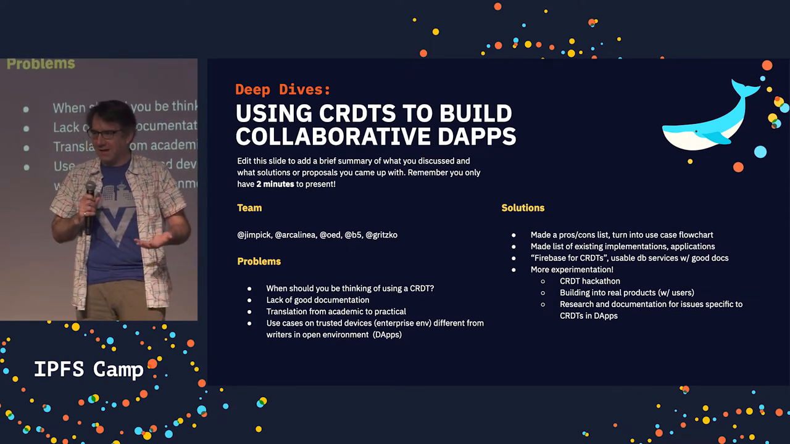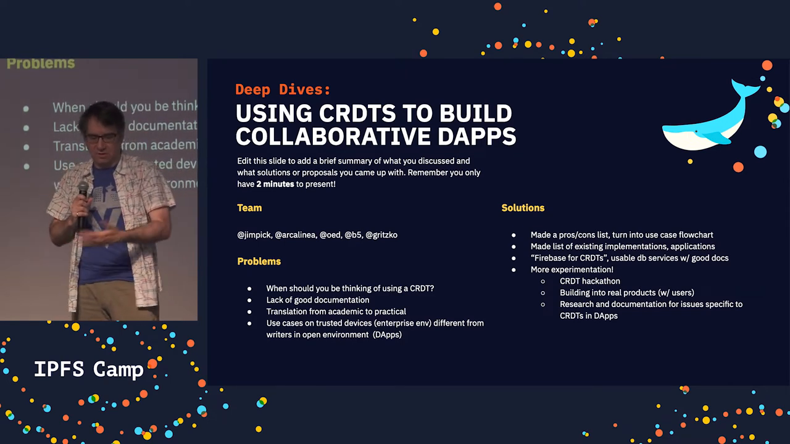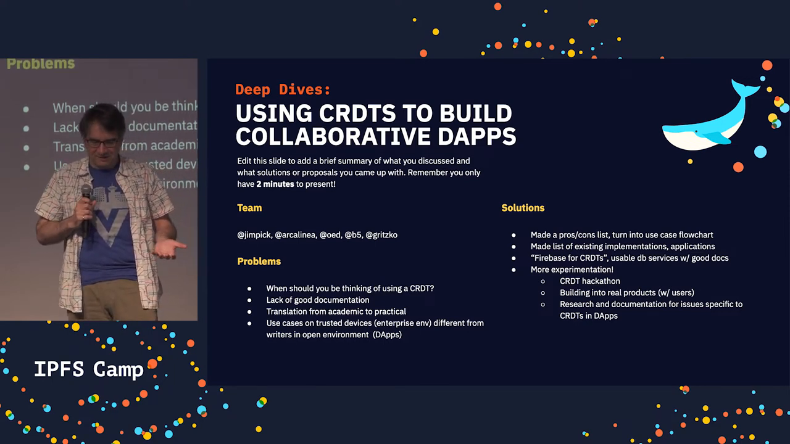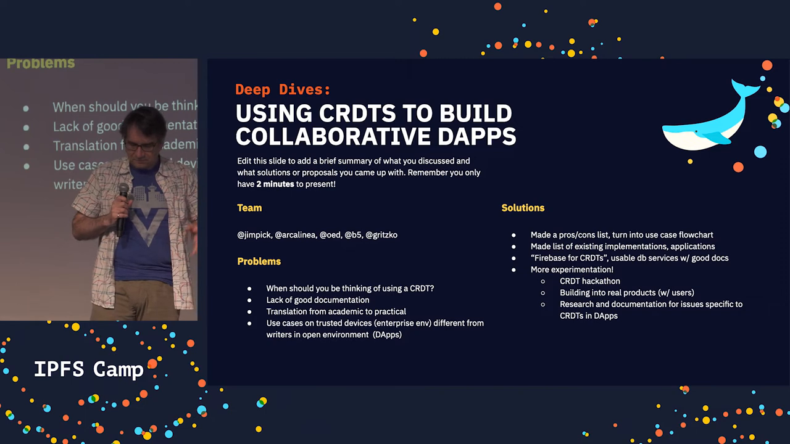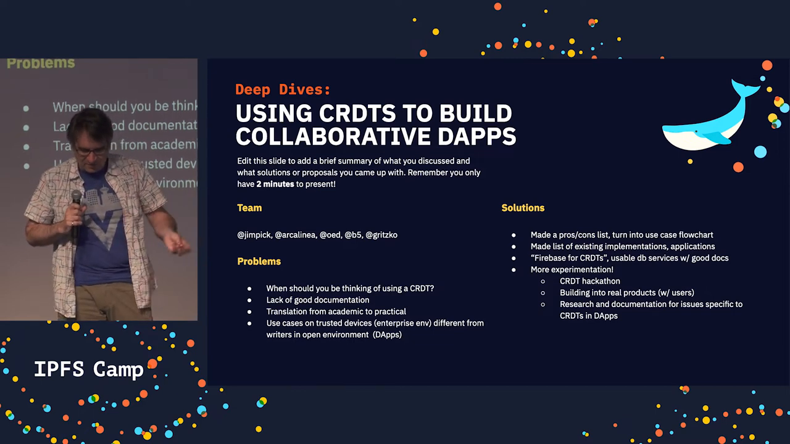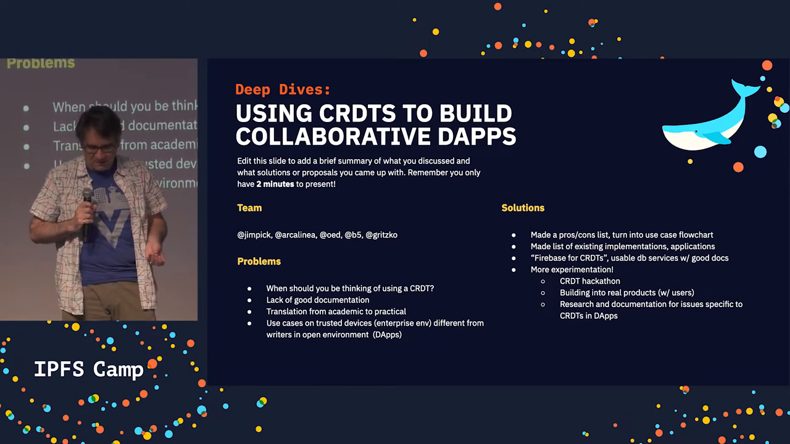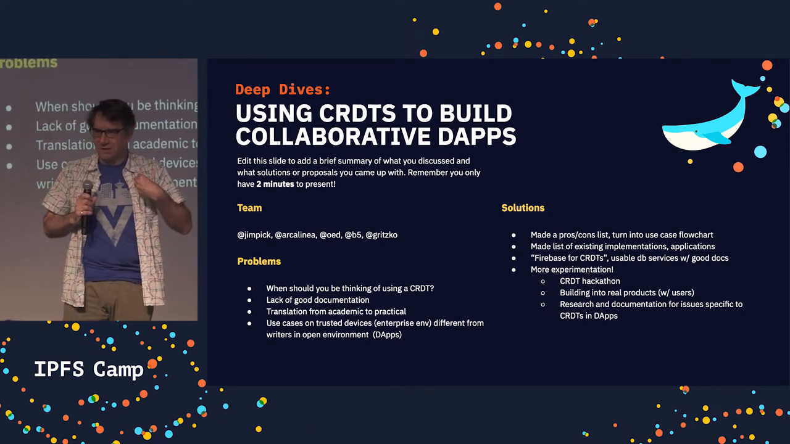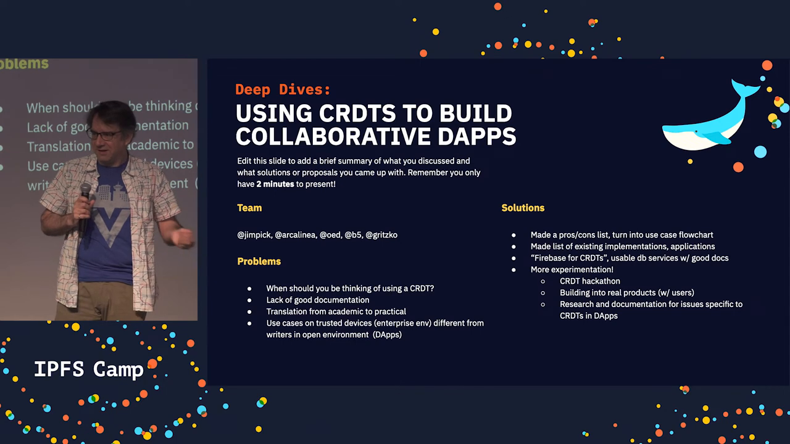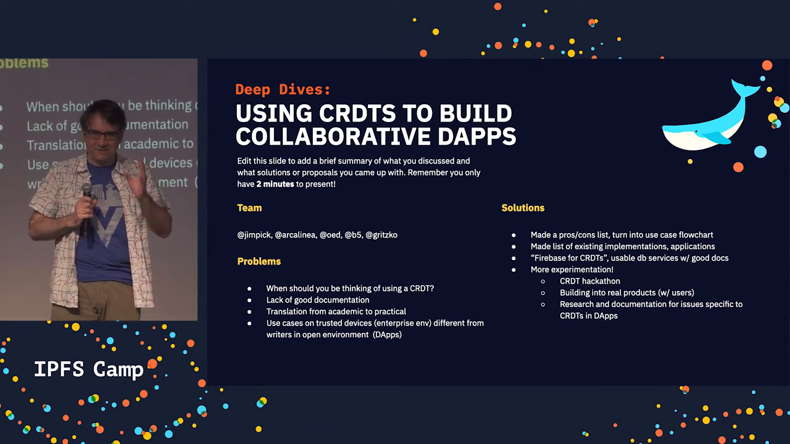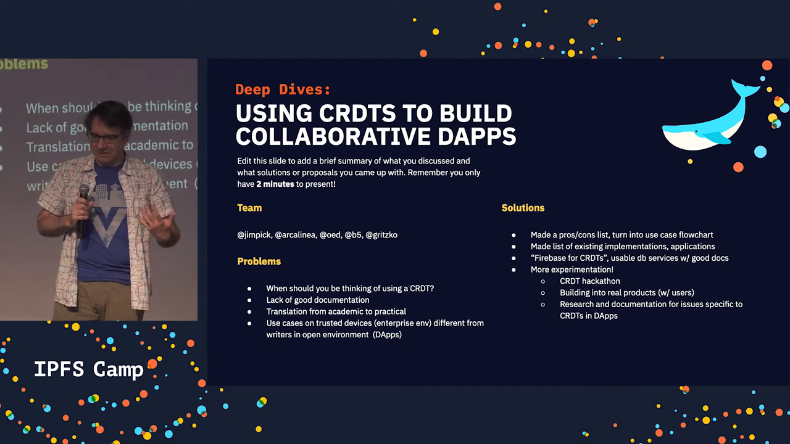If you're building an app, how do you know? Do you even use CRDTs? We figured that was the problem we needed to solve. All the papers tend to be academic. The documentation is not approachable. When you're learning CRDTs, you want to use CRDTs for everything, but you shouldn't. You should only use CRDTs for some things. And how do you even know?